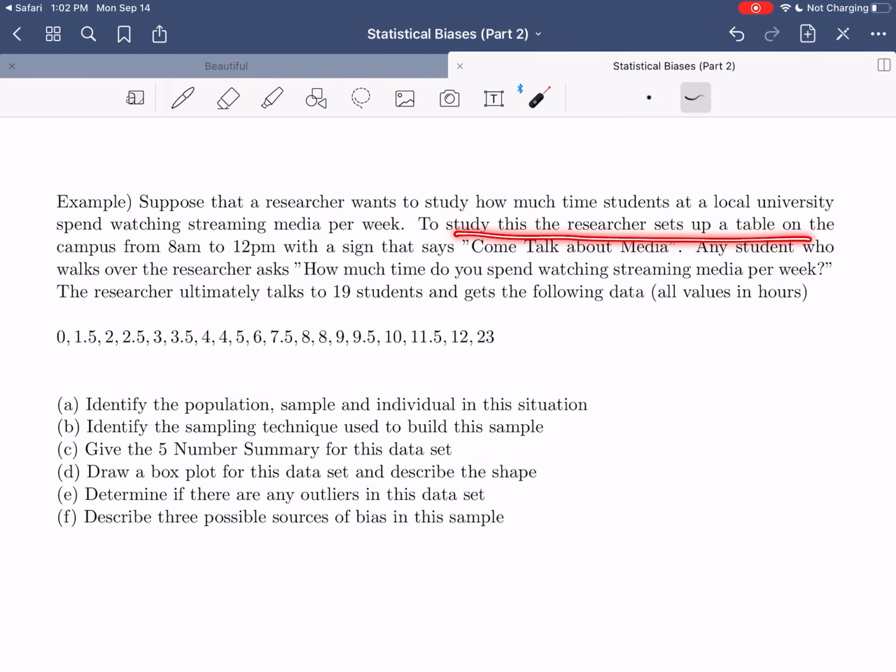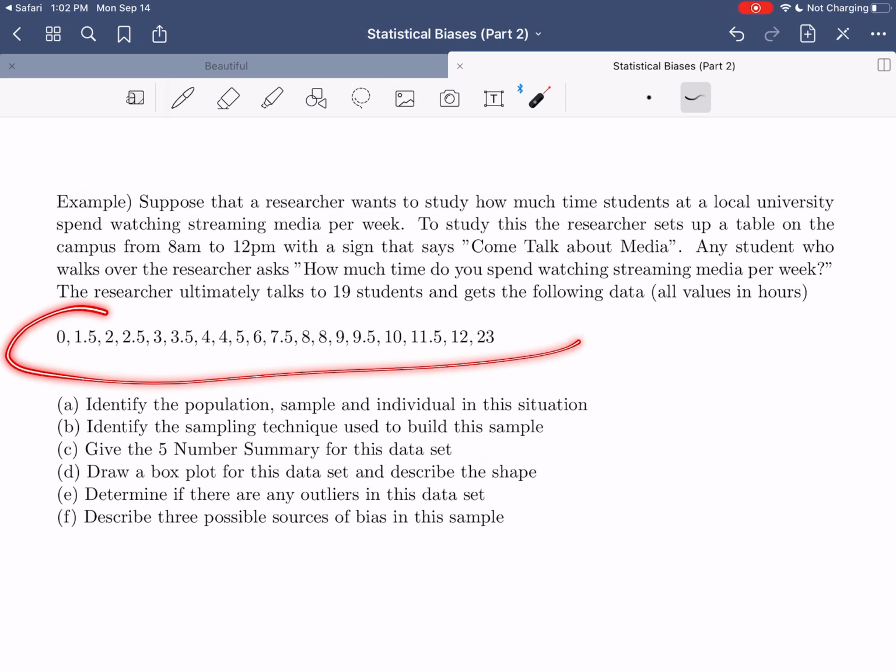To study this, the researcher sets up a table on the campus from 8 a.m. to 12 p.m. with a sign that says, "Come talk about media." Any student who walks over, the researcher asks, "How much time do you spend watching streaming media per week?" The researcher ultimately talks to 19 students and gets the following data. All the values here are in hours.